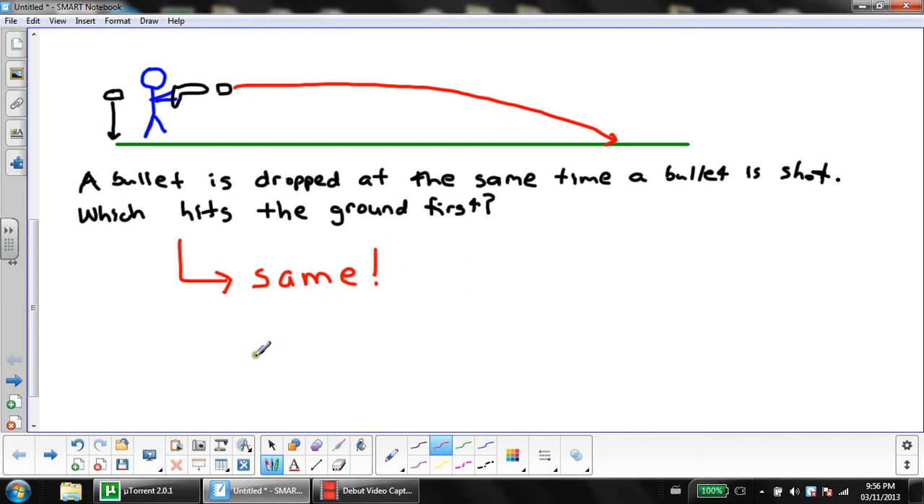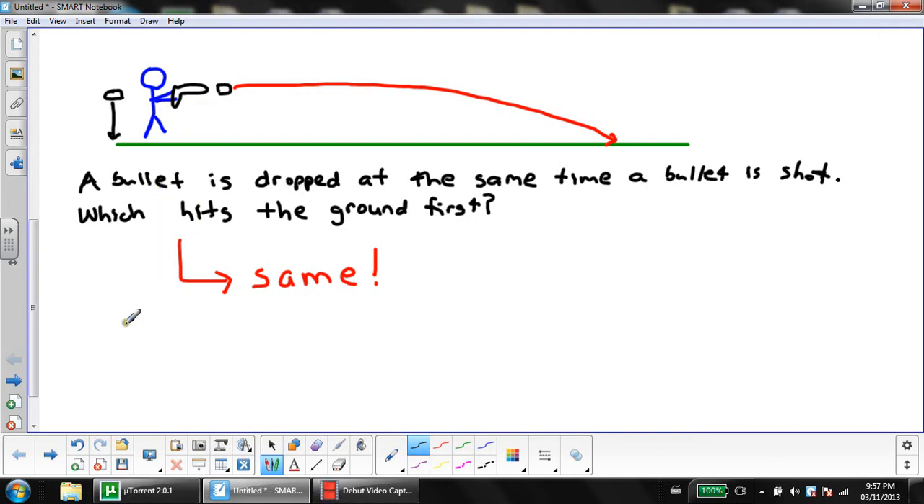Okay? And what does this mean? It means that motion in this direction has no effect on motion in that direction. The fact that this guy was given an initial velocity in this direction changes nothing about how fast it's going to fall up and down. Both of them had a velocity of 0 in the y to start. In terms of going up and down, both had a velocity of 0 up and down to start, and therefore they will hit the ground at the same time.